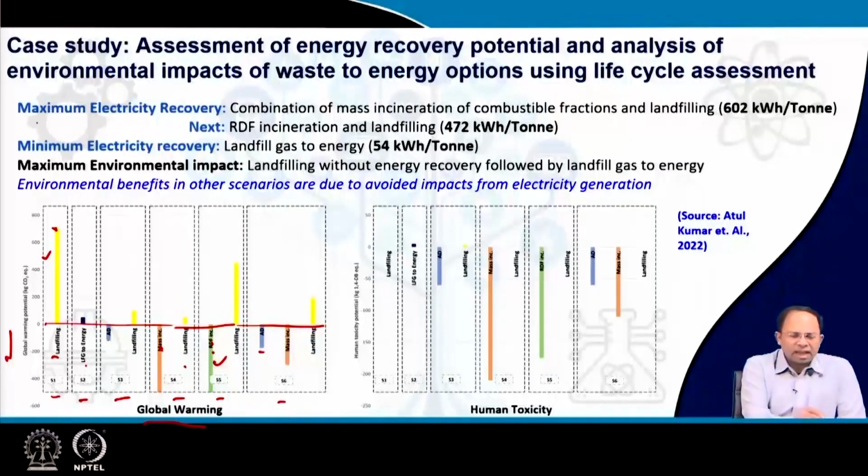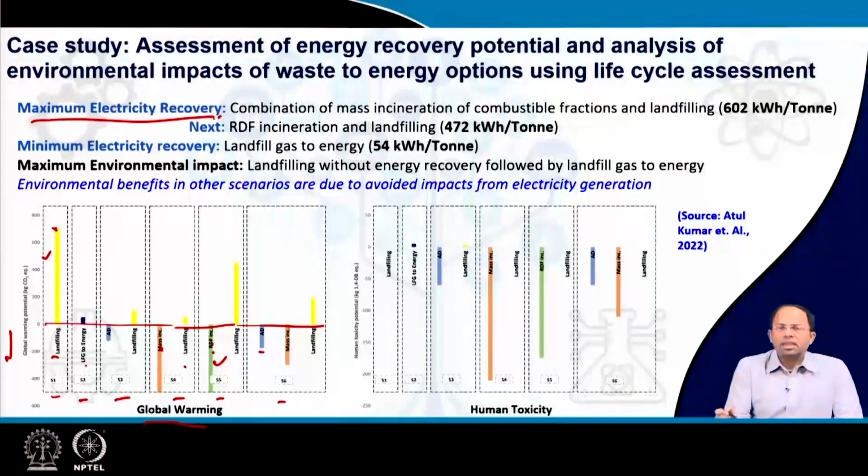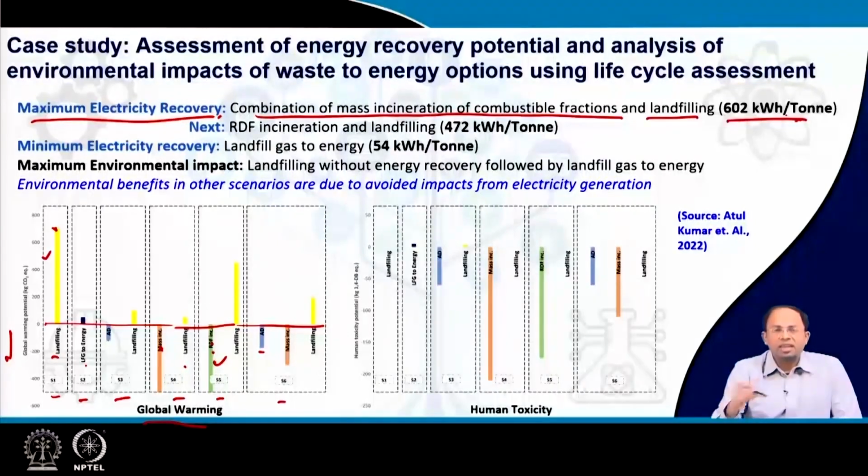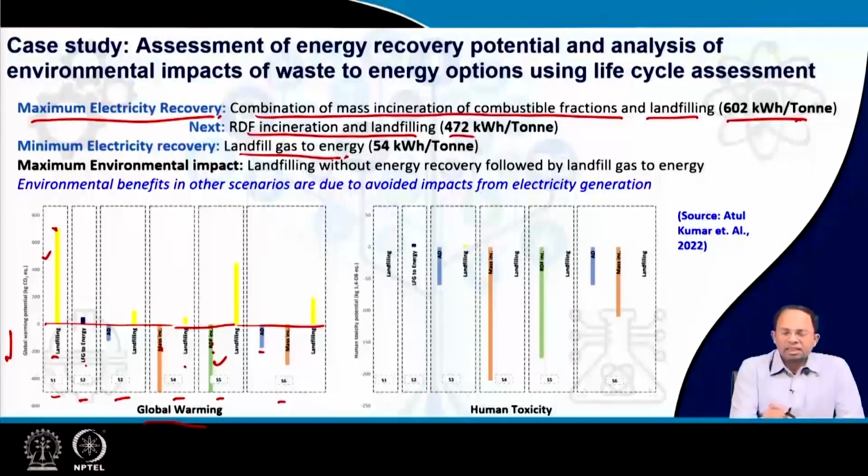So, just to take a look, maximum electricity recovery in all these scenarios that were checked, it was found that the combination of mass incineration of combustible fractions and landfilling generated the maximum amount of energy, which is 602 kilowatt hour per ton. Whereas the second best option was RDF incineration and landfilling, which came to around 472 kilowatt hour per ton. Whereas the minimum electricity generation was in the scenario where only landfill gas was converted to energy, where we were able to get only 54 kilowatt hour per ton.